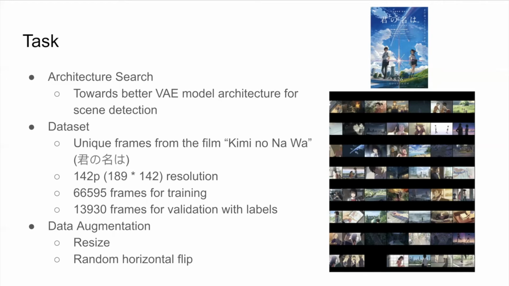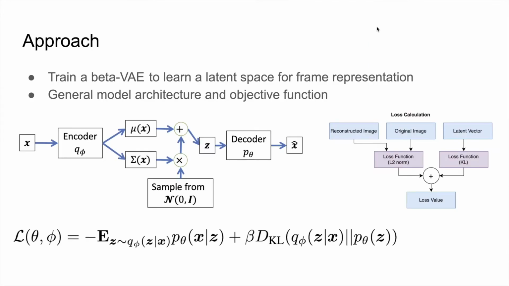We do some data augmentation before training. We resize the original image, and also we do random horizontal flip to augment the data. So here is our approach. We train a beta VAE to learn a latent space for frame representation.